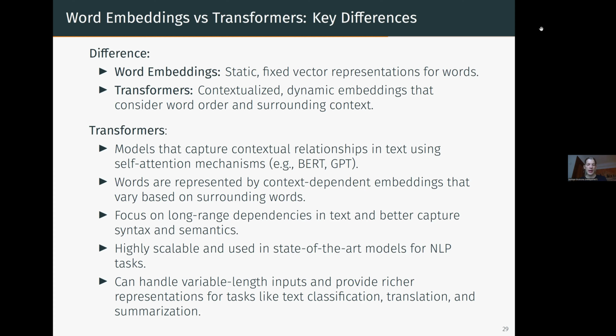It's highly scalable. So one of the nicer things with it compared to word embeddings is that word embeddings tend to become very, very big because each word is considered uniquely. This is very smart and can therefore be implemented way quicker. It takes less power in your computer. It can also handle variable length inputs and therefore provide richer representations for text, like classification. So it's very, very good in translation, summarization, these kind of things.